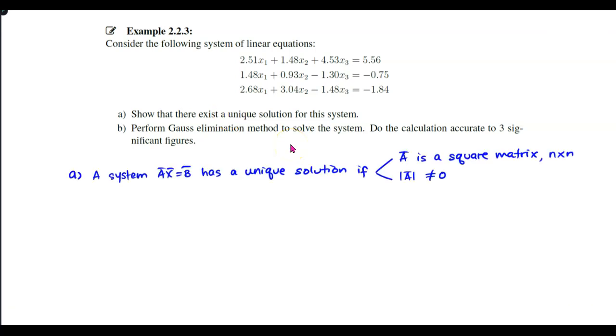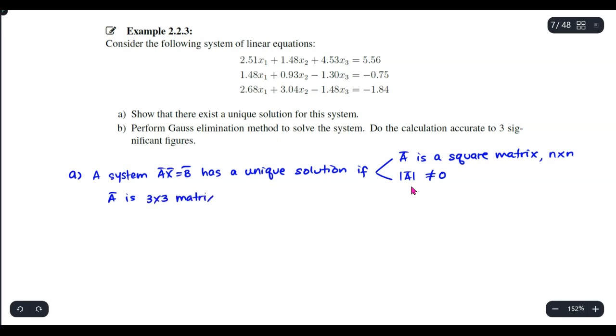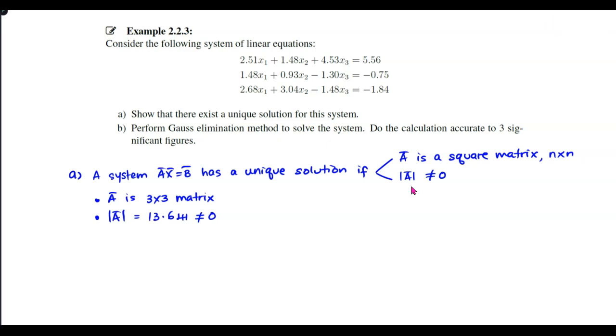A system AX equals B is said to have a unique solution if we satisfy 2 conditions. The first one, A is a square matrix, n by n dimension, and the determinant of A is not equal to 0. So in this problem, A is a 3 by 3 matrix, and the determinant of A for this example is 13.641. This is obviously not 0. You can use your calculator to get the determinant of A.